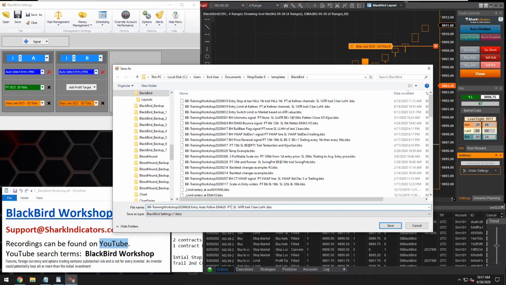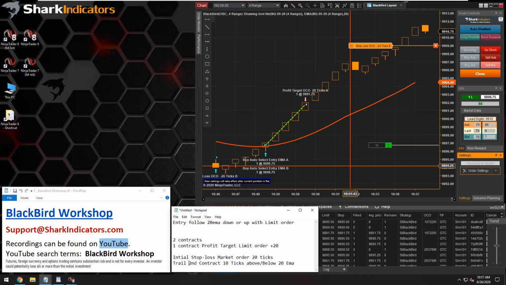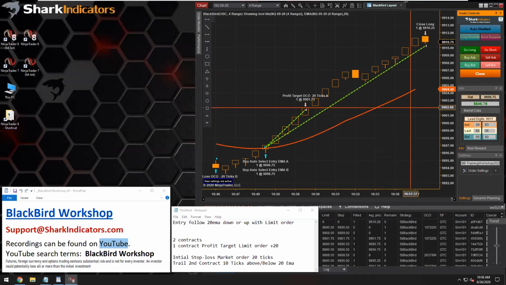All right, so one of our profit targets is a 20 tick, and our stop loss starts off at 20 ticks, and then it starts to trail the EMA20 minus 10 ticks. We'll save that out. Oh, yeah, there was something else I was going to point out here as well. Let's close this out. All right, let me place a long.